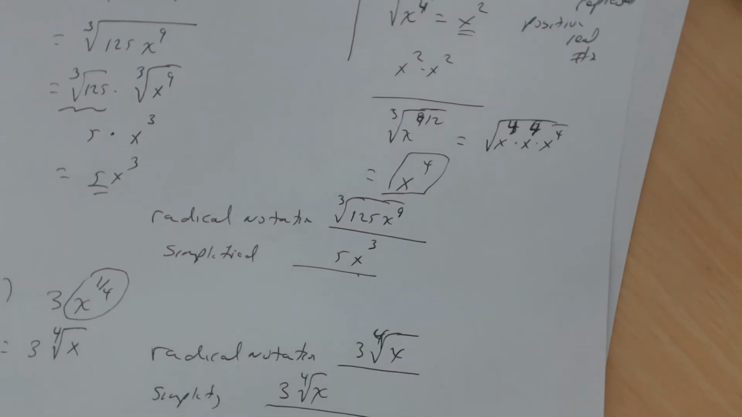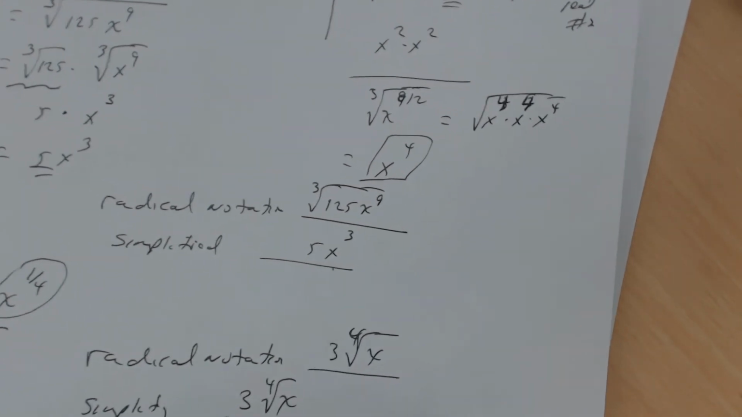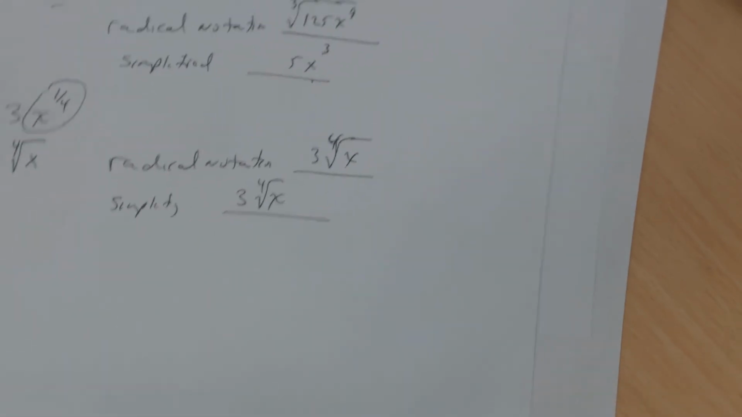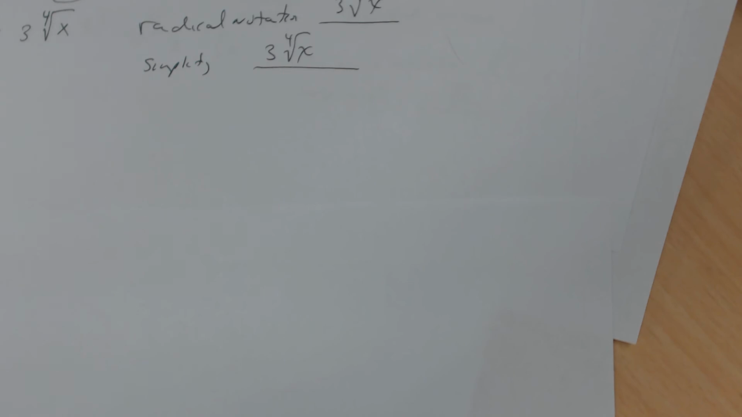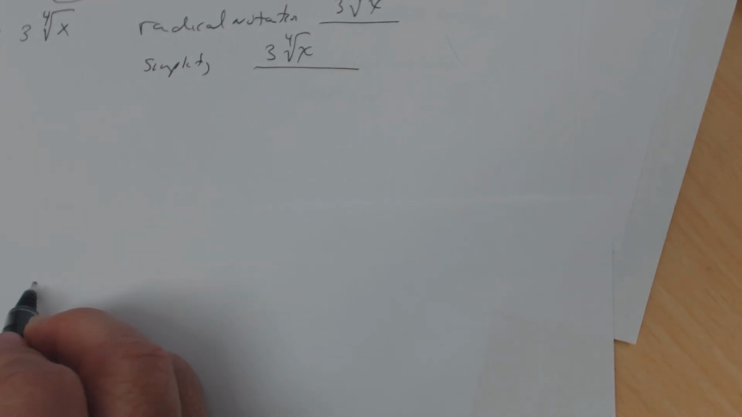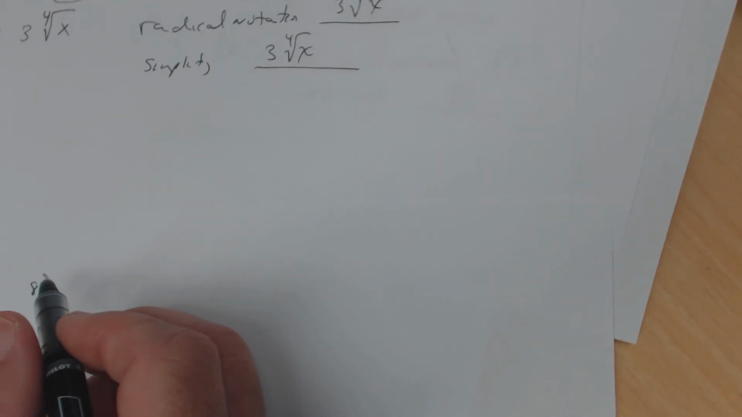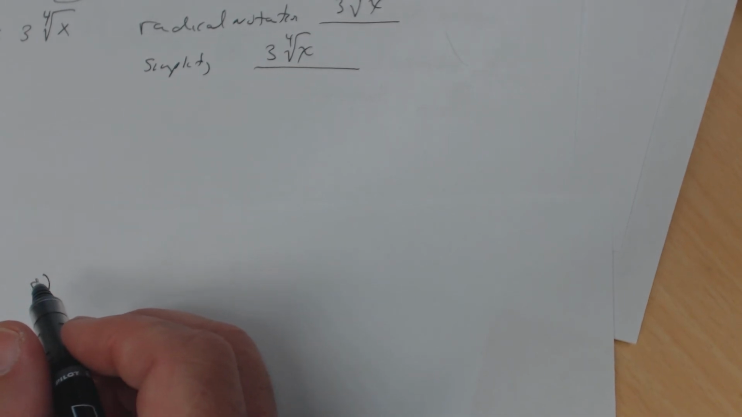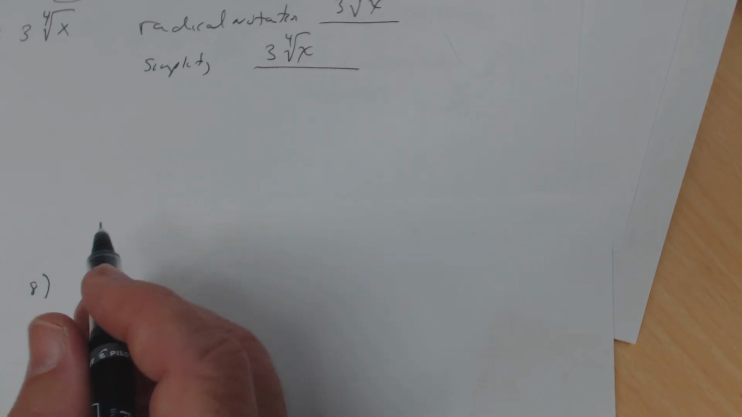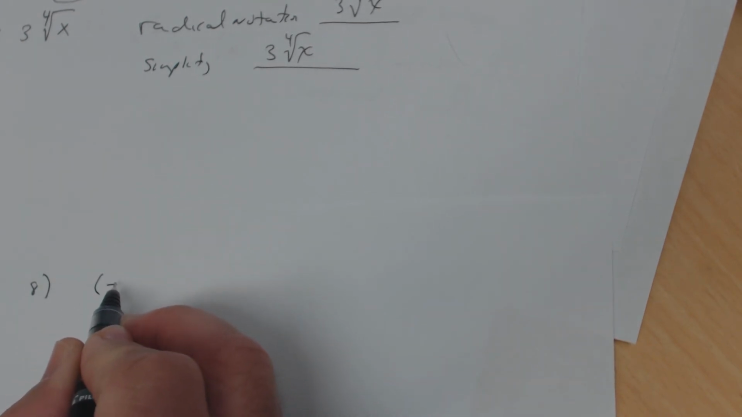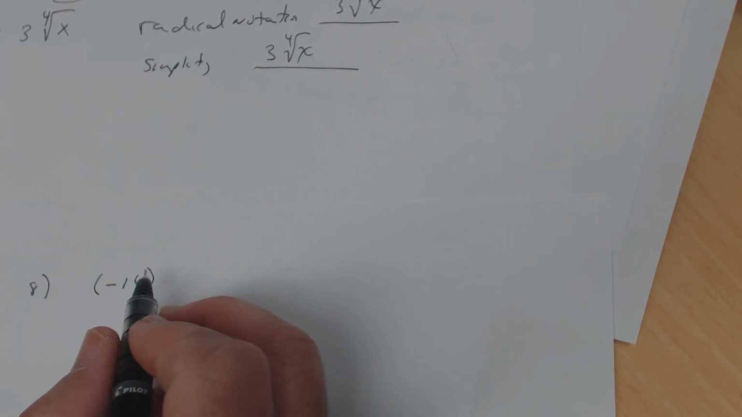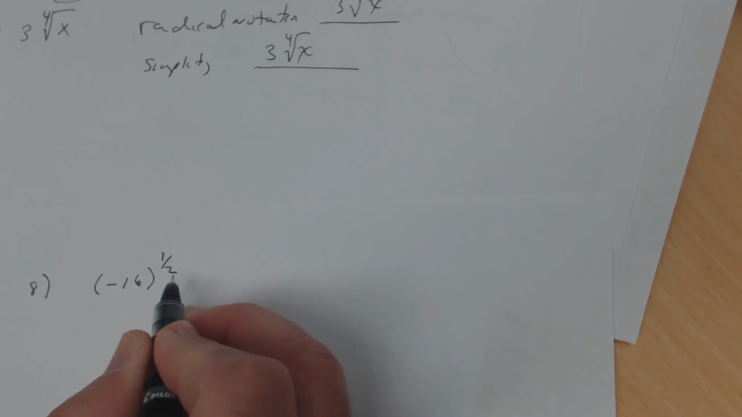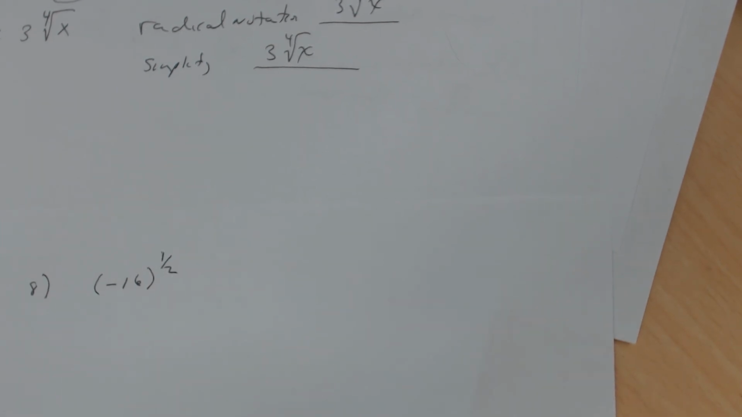Okay, so let's suppose we had this one, number 8: negative 16 to the 1/2 power.